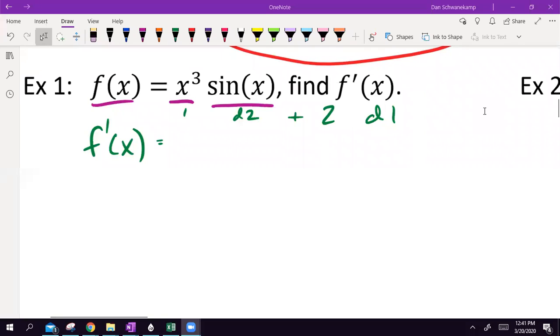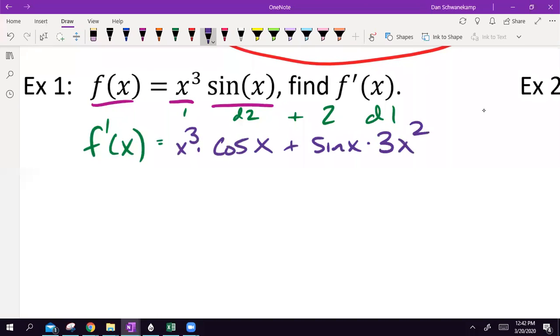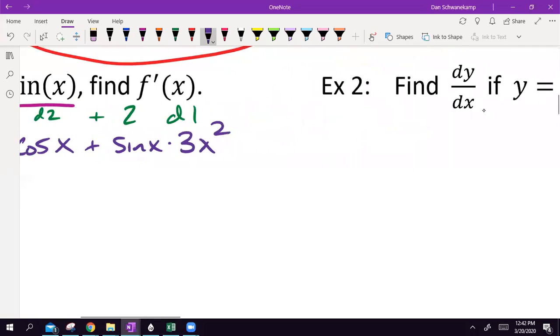Good, starting to get some good answers. Let's write this thing out. So it's first, x cubed, times the derivative of sine. Good, derivative of sine is cosine x, plus second, sine x, times the derivative of the first. The derivative of the first is 3x squared. Boom, there is my answer. Didn't really have to do a whole lot. Not a whole lot we could simplify there. That's example 1.